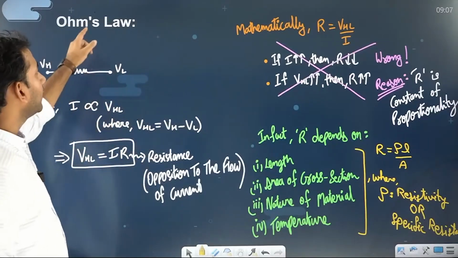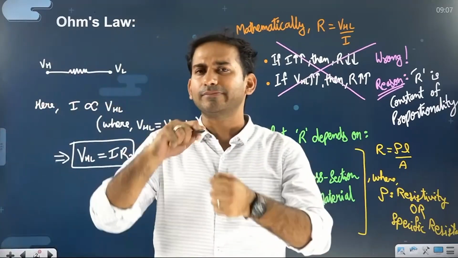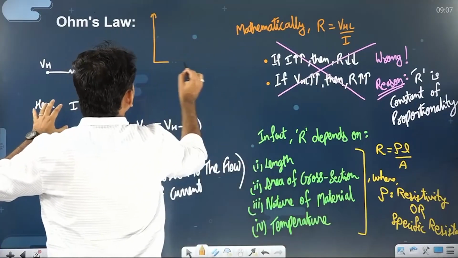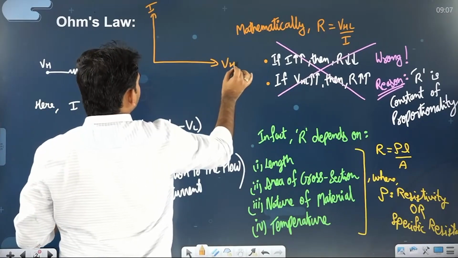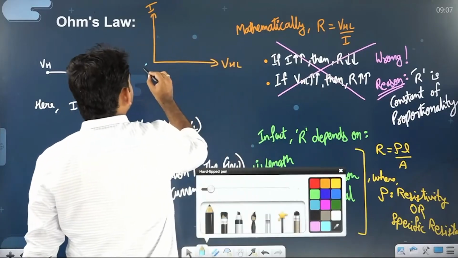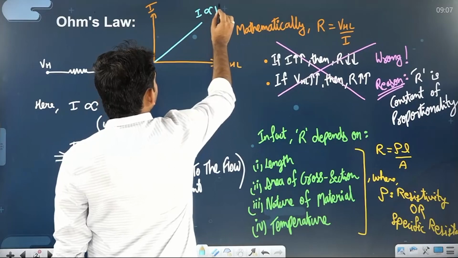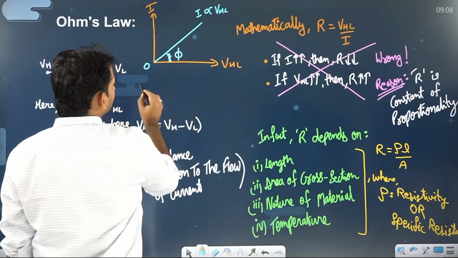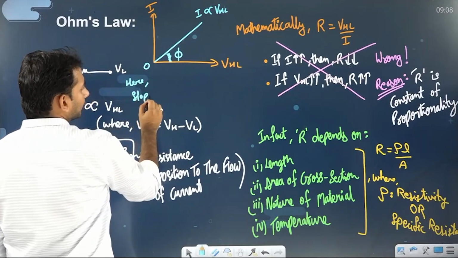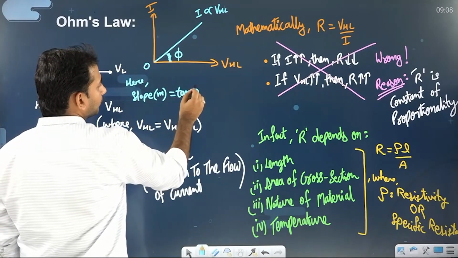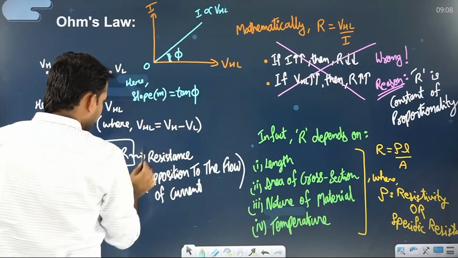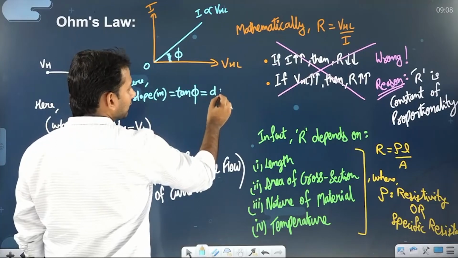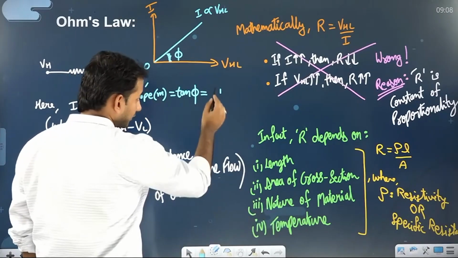Ohm's law is applicable at constant pressure and constant temperature majorly, without any mechanical deformations. It is observed in Ohm's law that if you plot the current versus VHL, then you will realize that current is directly proportional to the potential difference applied. And if you try to find this slope M, which is tan phi, as I mention in every interaction, tan theta is perpendicular by base. So that's dI by dVHL, or here you will say that's I by VHL.